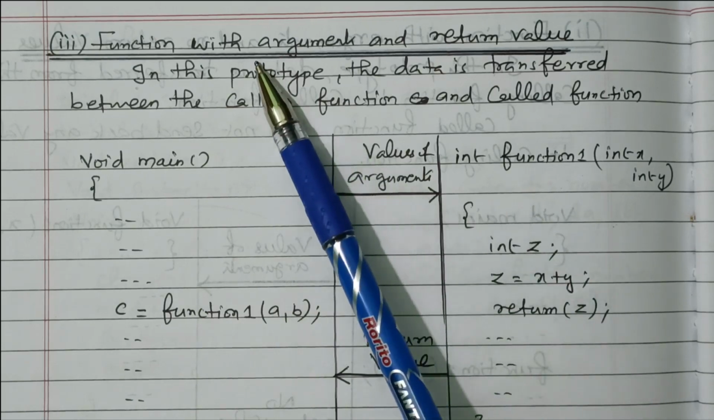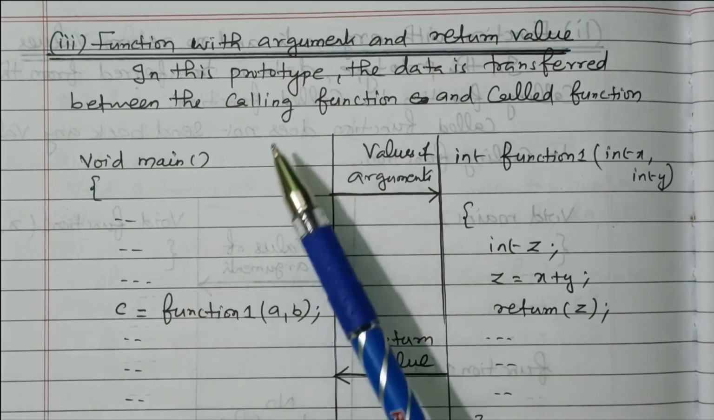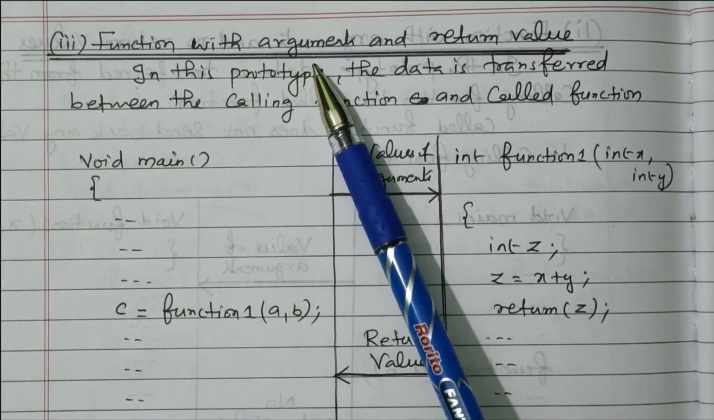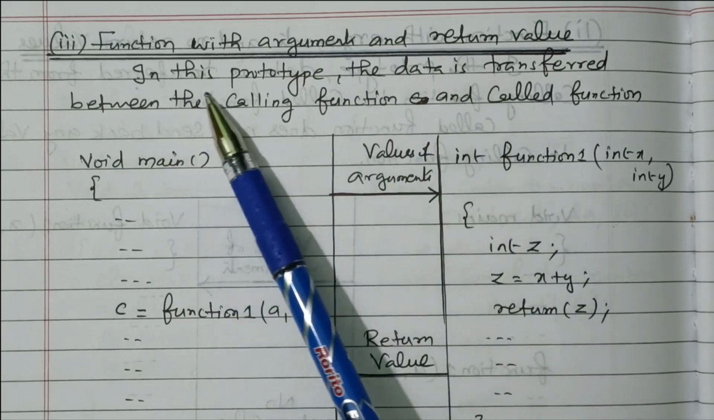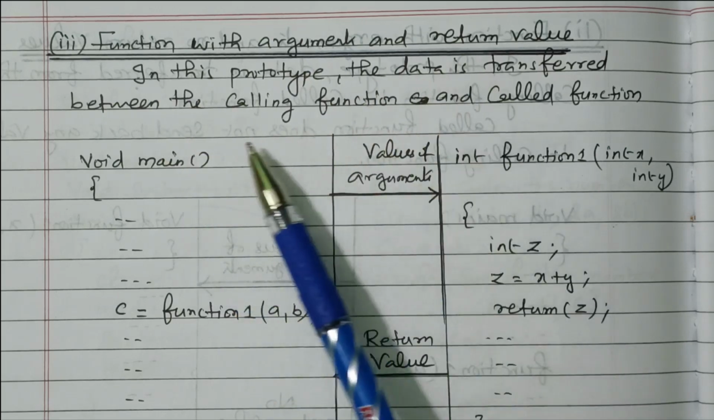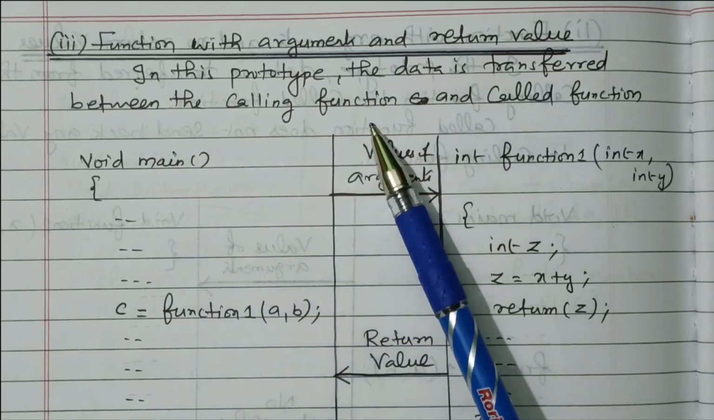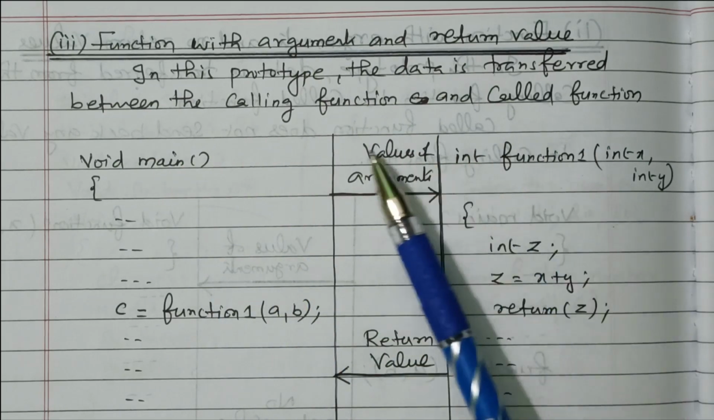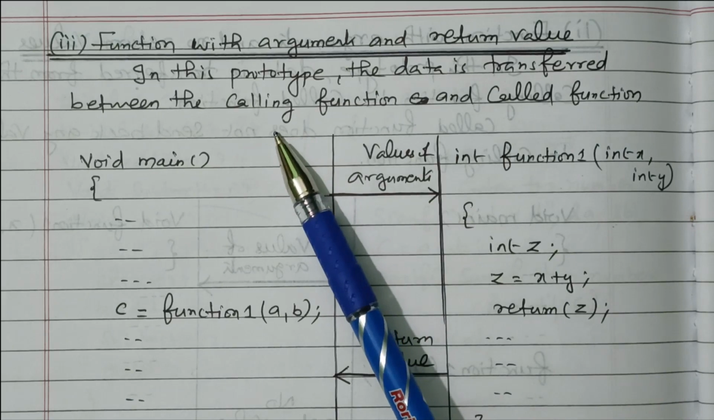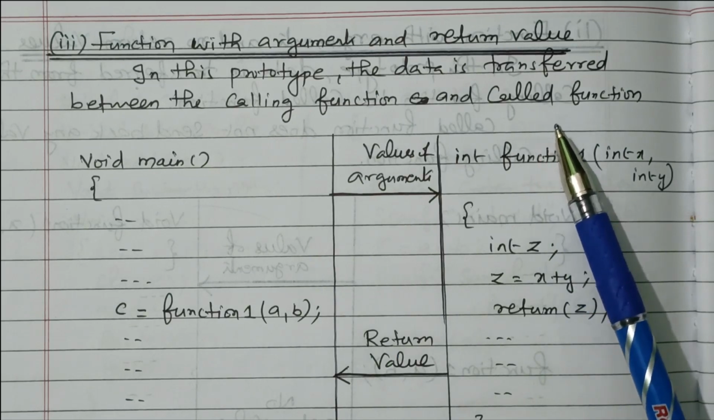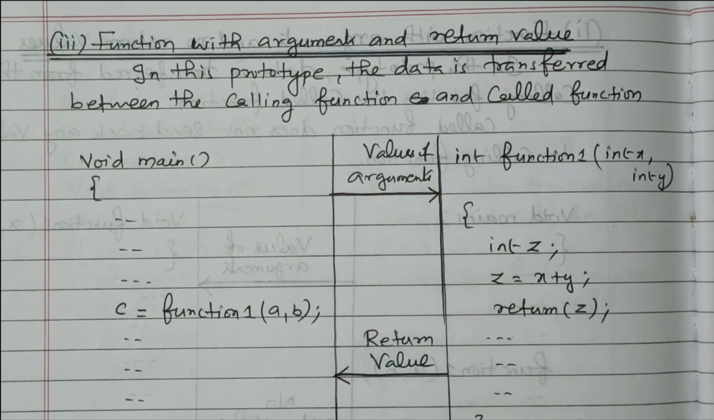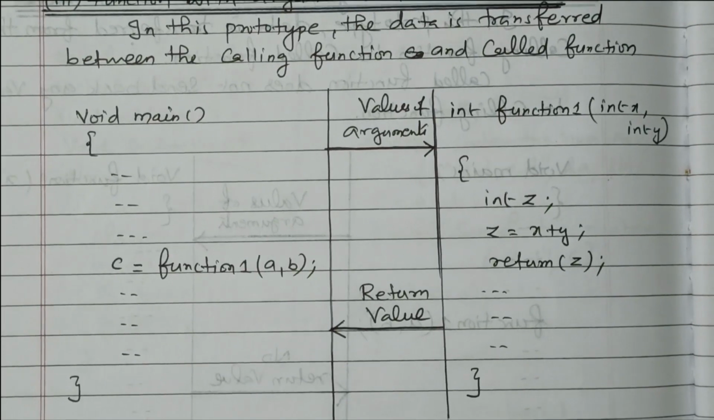So in this type, the arguments are passed from the main program to the function, and the function will also return the value. In this prototype, the data is transferred between the calling function and the called function. Calling function means the function call in the main program. Called function means the function definition, what is available in the function. Now we'll see the syntax, the standard format for this.